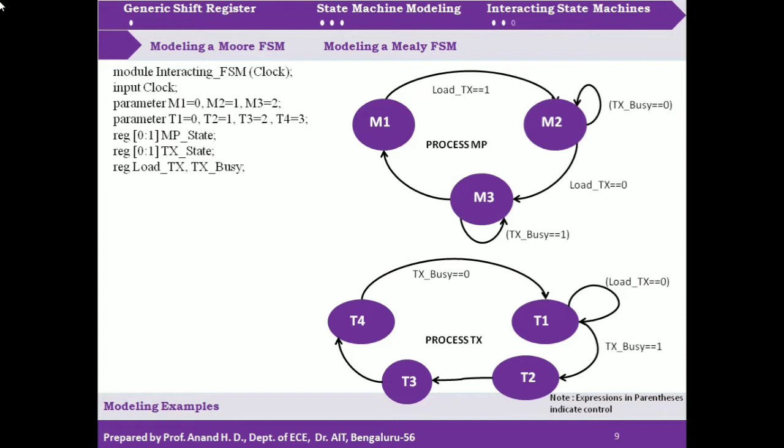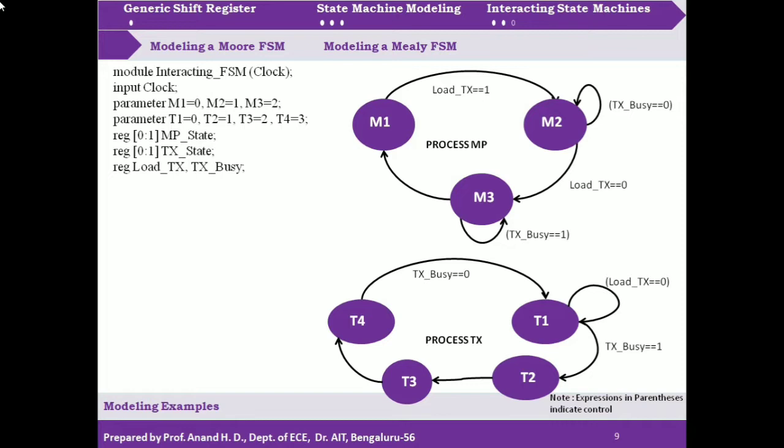Similarly we have one more set of parameters: T1 equal to 0, T2 equal to 1, T3 equal to 2, T4 equal to 3. So process TX has 4 states, T1, T2, T3 and T4. In order to hold the state information for these two processes, we have two variables that are vectors of size 2 bits each. The variable MP_state holds the state information for the process MP, and the variable TX_state holds the state information for the process TX. And we have two more signals, the control signals load_TX and TX_busy.